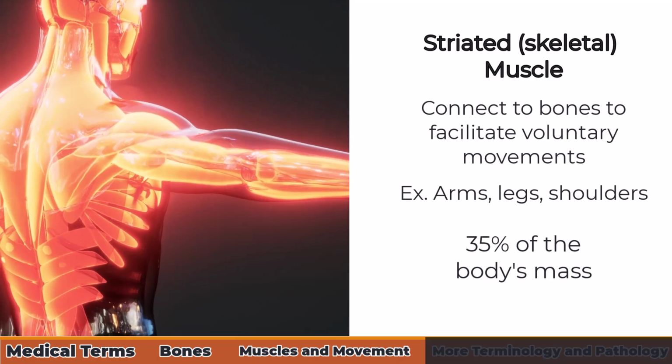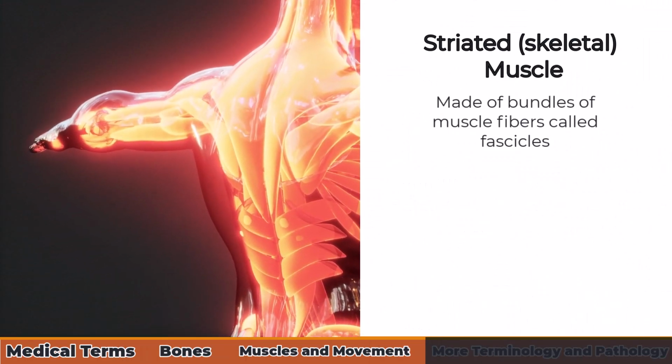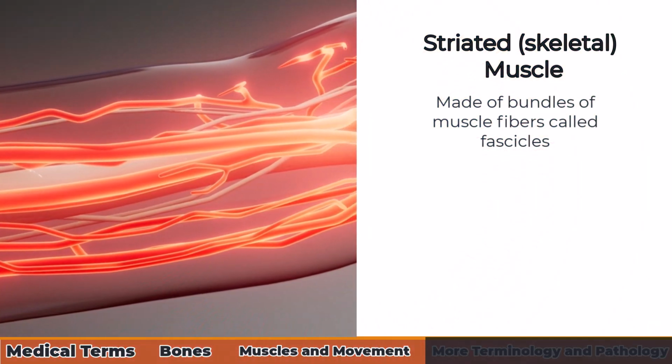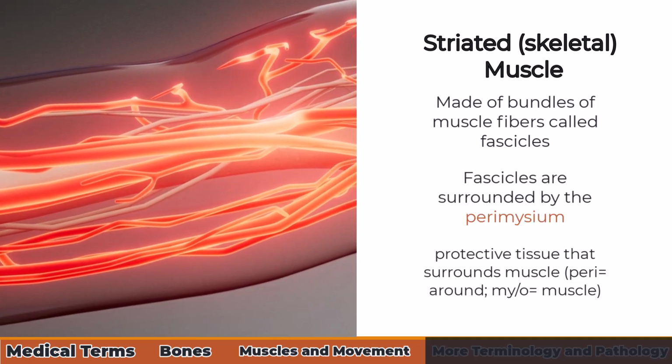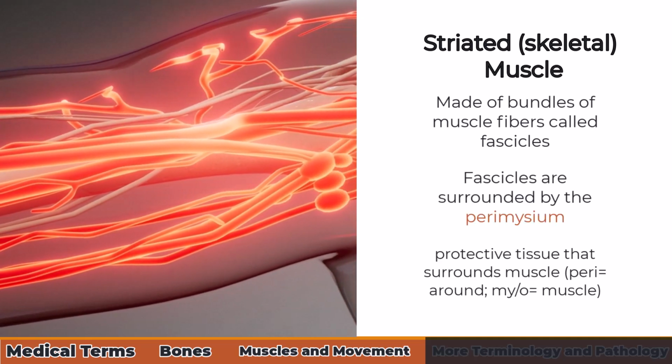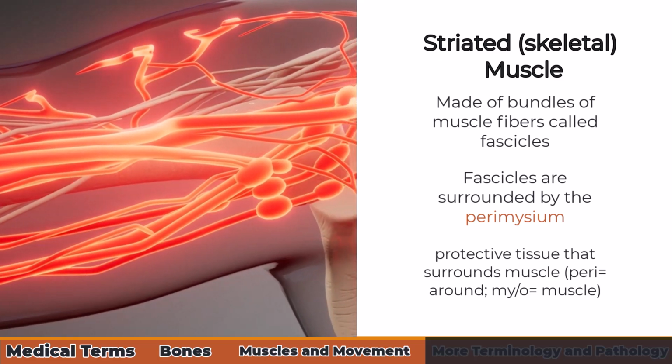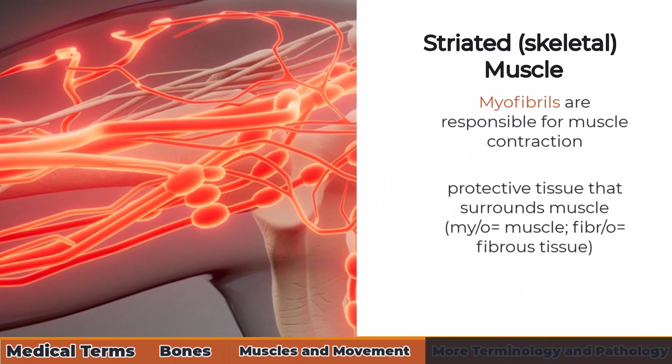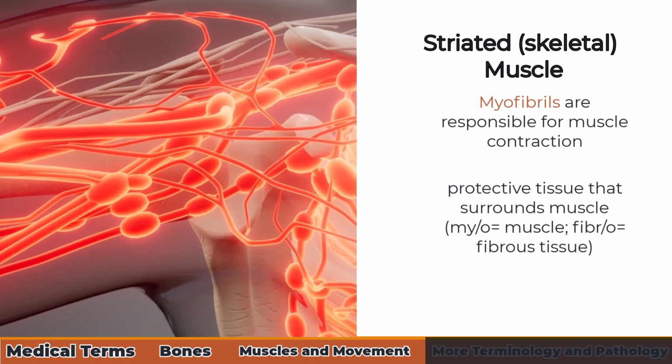Skeletal muscle is made up of bundles of muscle fibers called fascicles. Each fascicle is surrounded by connective tissue called perimysium. The muscle fibers are cylindrical in shape and contain many myofibrils, which are responsible for muscle contraction.